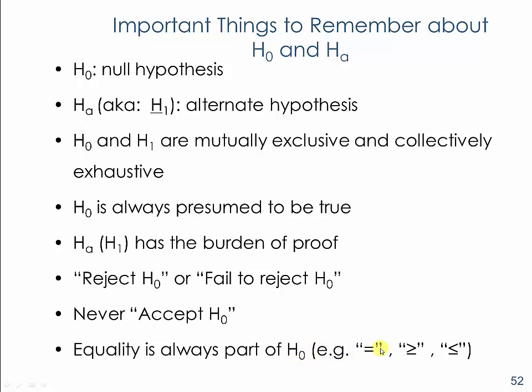When we create the null and alternate hypotheses, the equal sign, or the equality, always goes with the null hypothesis. So you'll have either an equals, or a greater than or equals, or a less than or equals, and that will be part of the null hypothesis.